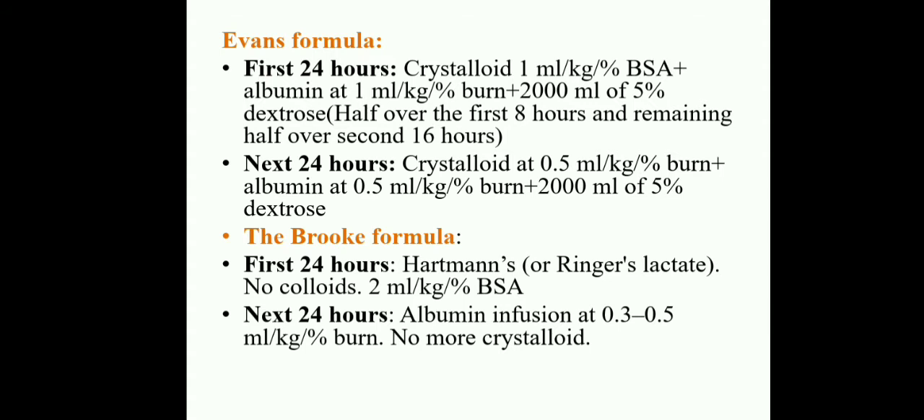And in the next 24 hours, crystalloids at 0.5 ml per kg per percentage of the burn, plus albumin at 0.5 ml per kg per percentage, plus 2000 ml of 5% dextrose. Okay, this is about the next 24 hours according to the Evans formula.